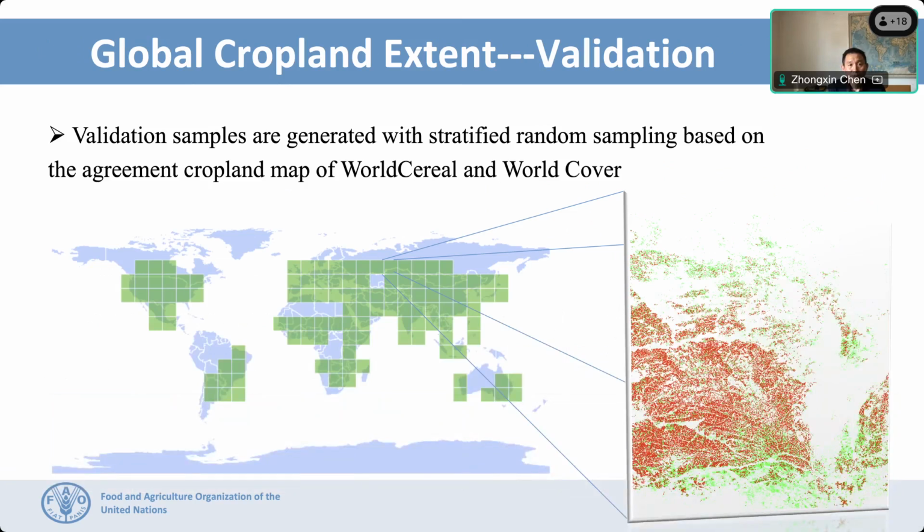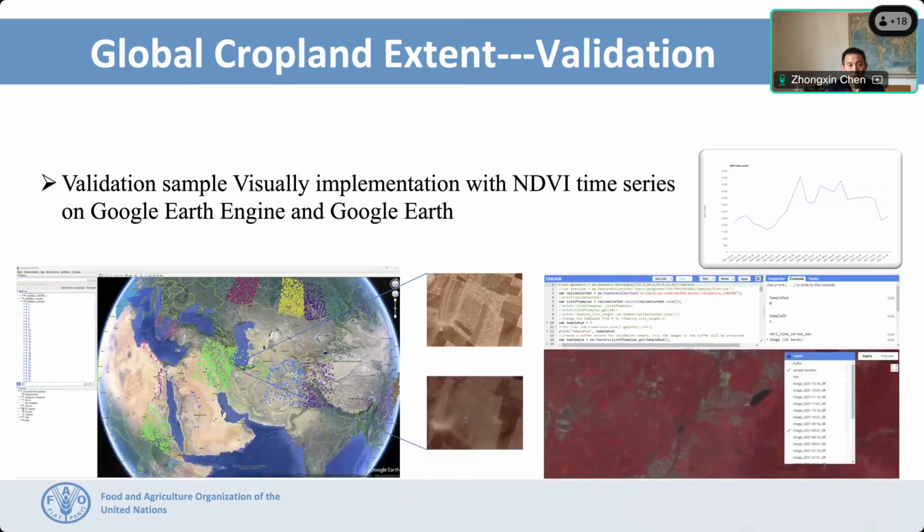And then the validated sample generates a stratified random sampling based agreement map of the world cover and the WorldCover, because their resolution is high, and also it's the most recent one. So that's what we have done for data collection.